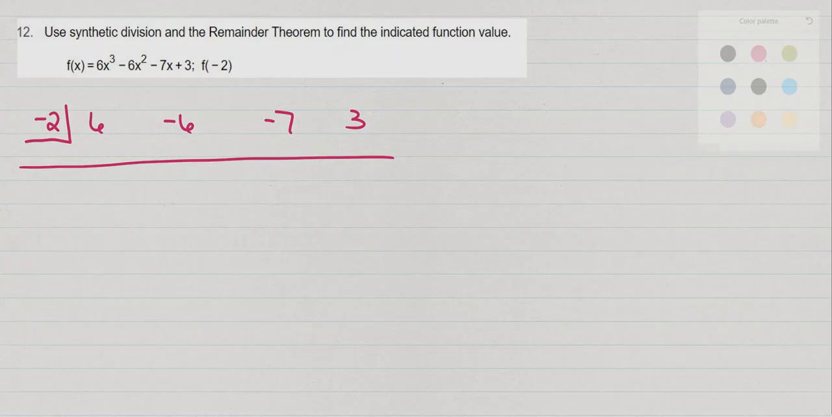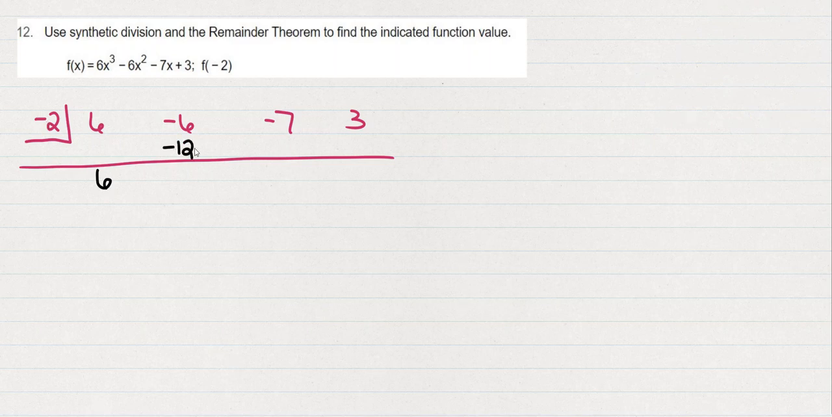The process for synthetic division is we drop down the 6, and then it's multiply and add. So 6 times negative 2 is negative 12. I could just keep that running total on my calculator. Don't delete it, because negative 12 times negative 2, or I'm sorry, we've got to add first. Negative 12 plus negative 6 is negative 18.